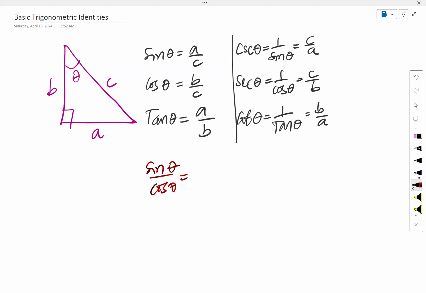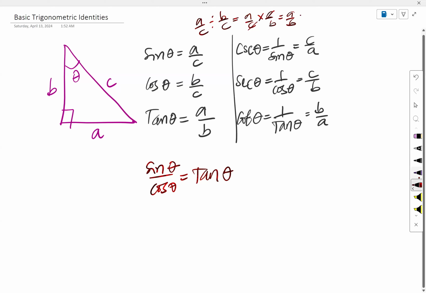Generally speaking, we also came across the fact that sine theta over cos theta is equal to tan theta. That is easy to see because sine theta over cos theta is A over C divided by B over C, which equals A over C times C over B. This cancels out and you have A over B, which is simply tan theta. That's a very nice thing to know.